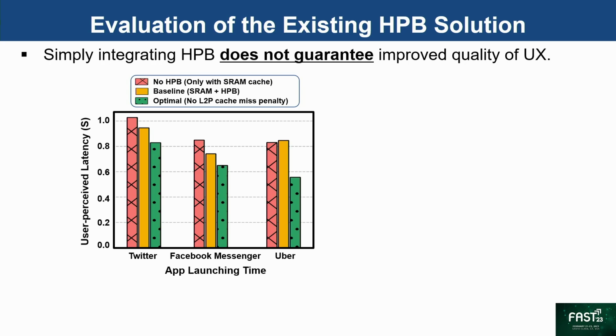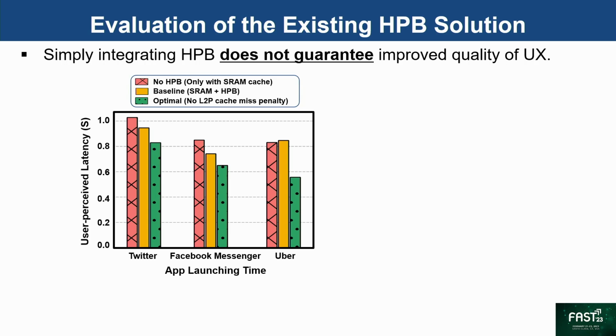This graph shows the app launching time under 3 different L2P cache settings for 3 popular smartphone apps. The red bar represents the no-HPB system that only caches L2P entries within a small-sized device-side SRAM. The yellow bar, the baseline, represents the HPB-integrated system. Lastly, the green bar represents an optimal case, where no critical miss penalty is included in the user-perceived latency. So it represents an ideal case that we should aim for.